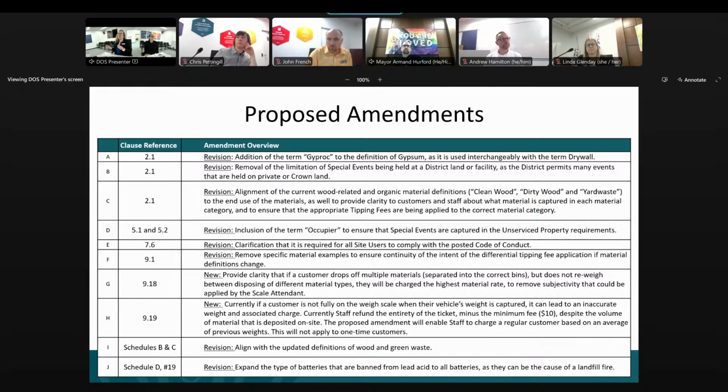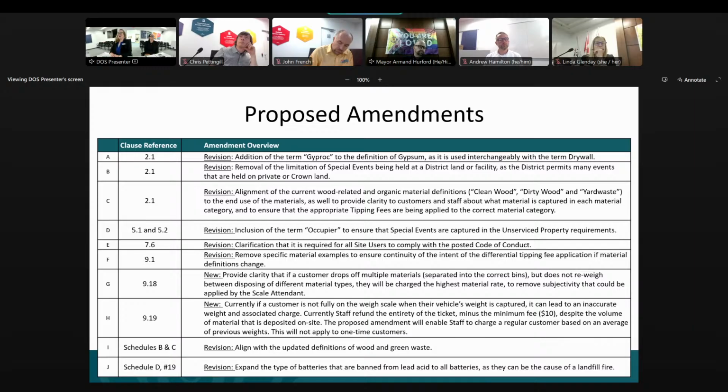So some of these are very nuanced amendments to make sure we're capturing the intent of the bylaw. Similar with 7.6, it's a bit of wordsmithing to make sure that everyone using the landfill must be in compliance with our code of conduct. And then we have removing section 9.1, which was tied to some specific examples listed in the bylaw. So it said, for example, clean wood, dirty wood, and because definitions can change, as per today, we want to remove the examples because the intent of that clause will remain the same.